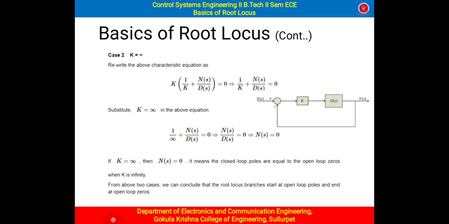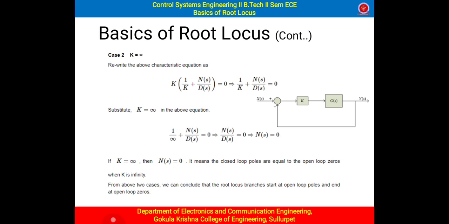Okay, so what is N(s)? N(s) is the numerator polynomial of the open loop control system. So this N(s) equal to 0 means the numerator becoming 0, which means it is a zero. Okay, it is not a pole, it is a zero. So for K equal to infinity, we are getting N(s) equal to 0. That means the root locus branches are being ended, or in general the root locus ends at zeros of the open loop system.